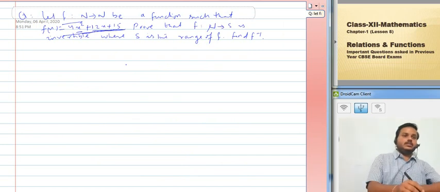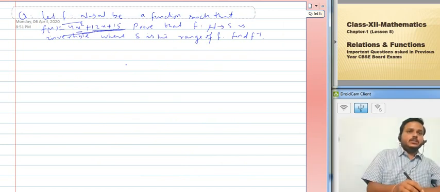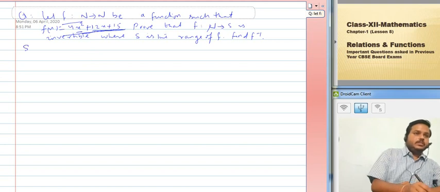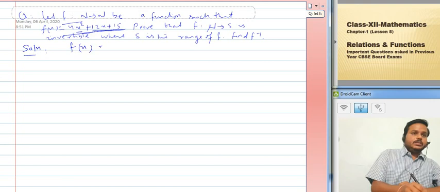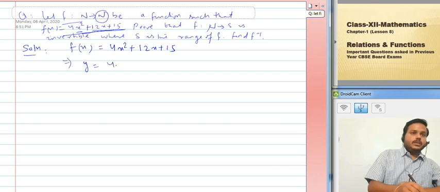So solution, I am given with f of x is 4x square plus 12x plus 5. So now here let us take it as y, which is equal to 4x square plus 12x plus 5. Now to prove any function to be invertible, first we have to show this is 1 1. So let us prove the 1 1ness of this one.